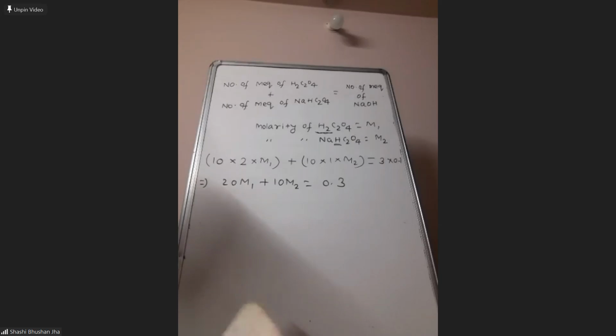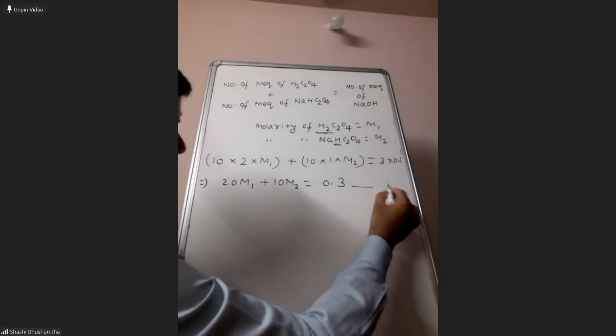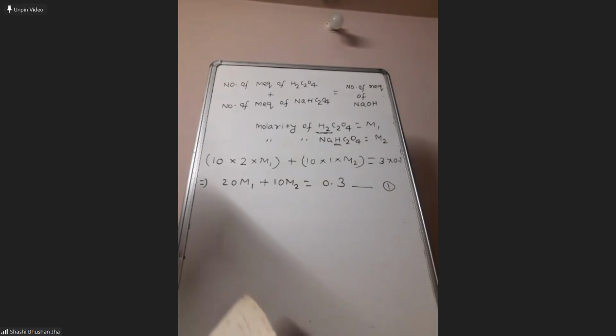Now, this you can take as equation 1. Now read the next part of the question. It is said that 10 milliliter of the same solution in acidic medium requires 4 milliliter of 0.1 normal potassium permanganate solution for complete reaction.